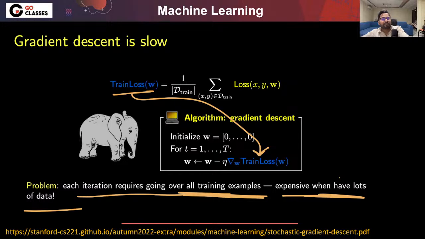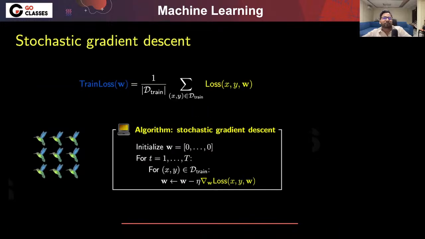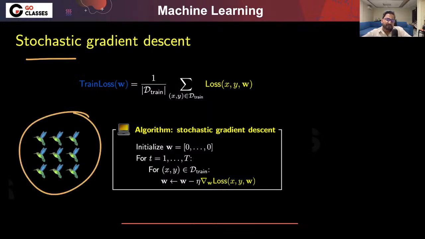So they have something called stochastic gradient descent, just like pigeons. You might have seen pigeons in my flat also. Currently they are not there, but it's just like pigeons or birds.